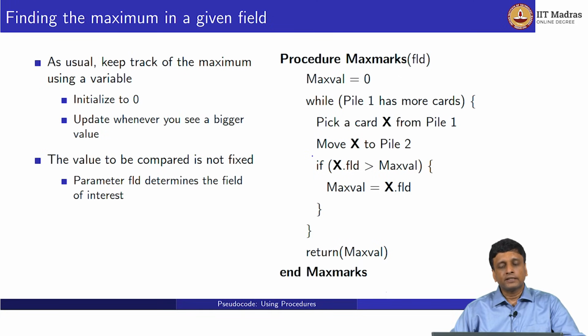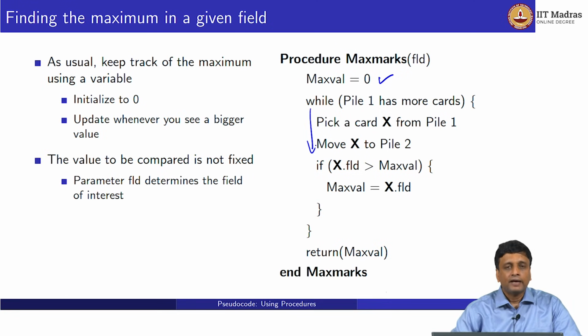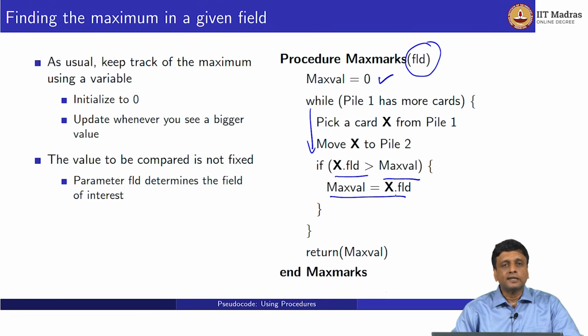So, here is the procedure that we would use for finding the maximum marks. As usual we start off with a variable called maxval, which will be initialized to the smallest value possible, so that whenever we see a larger value it will get updated. So, we start off with maxval equal to 0, and then we do our usual iteration. We go through all the cards in the first deck, and for each card we compare the current value of maxval with whatever field has been passed as a parameter. So, we look at the FLD value on card X, and if the new card has a value which is bigger than the maxval, then we update the maxval. This is just our usual max computation.